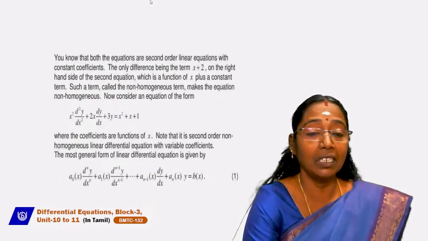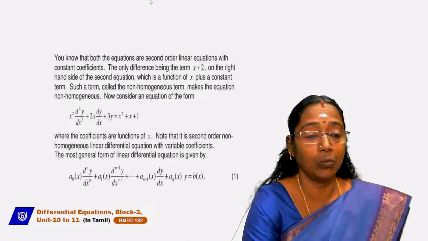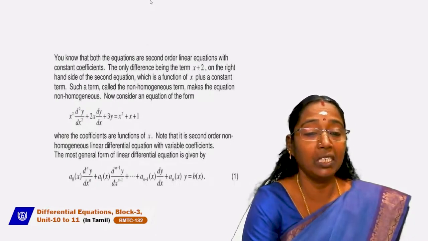And then now consider an equation of the form x squared d squared y by dx squared plus 2x dy by dx plus 3y equal to x squared plus x plus 1, where the coefficients are functions of x. Note that it is also a second order non-homogeneous linear differential equation with variable coefficient.